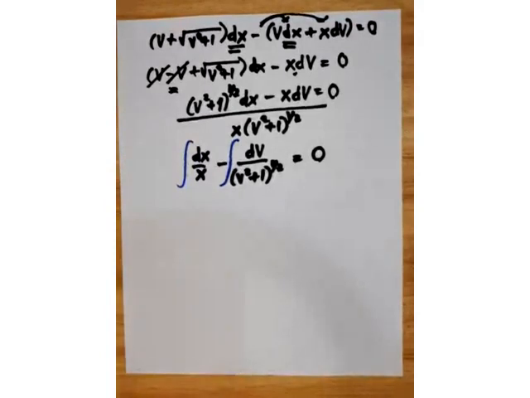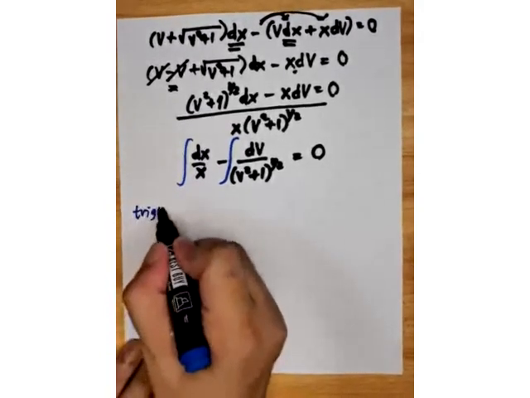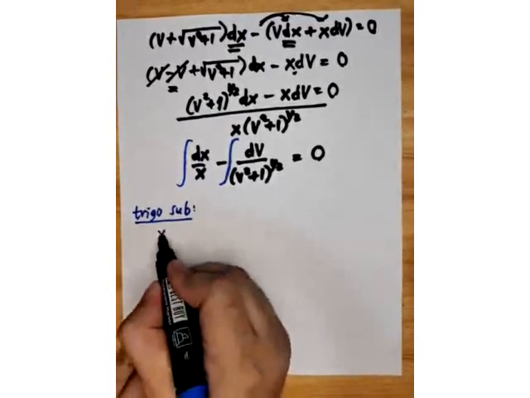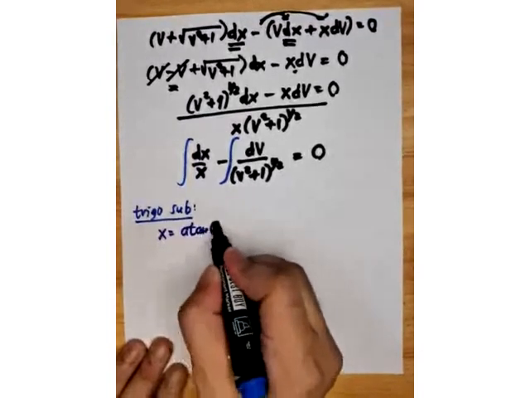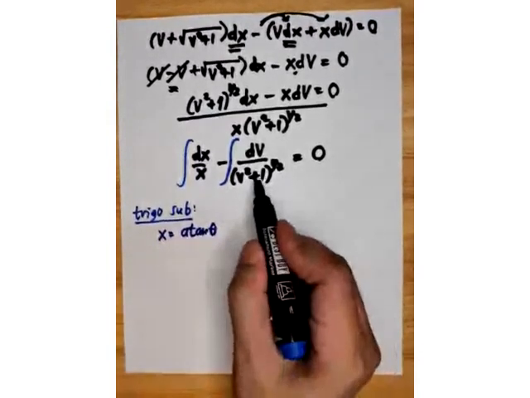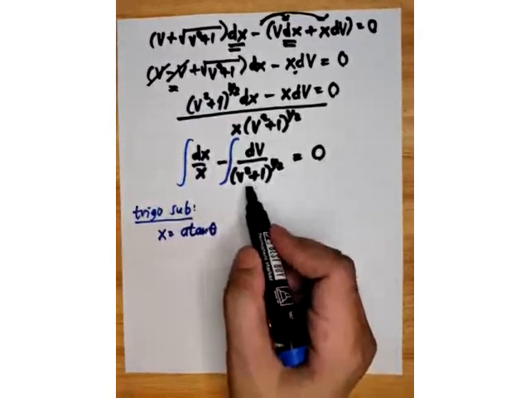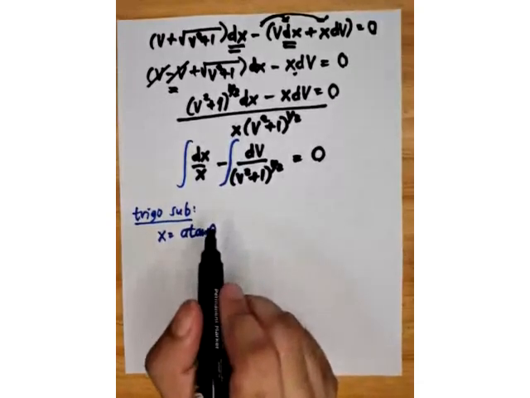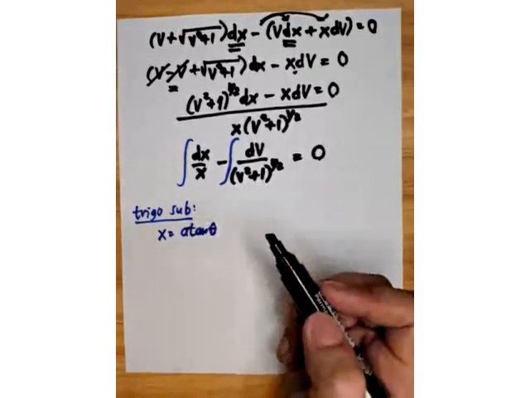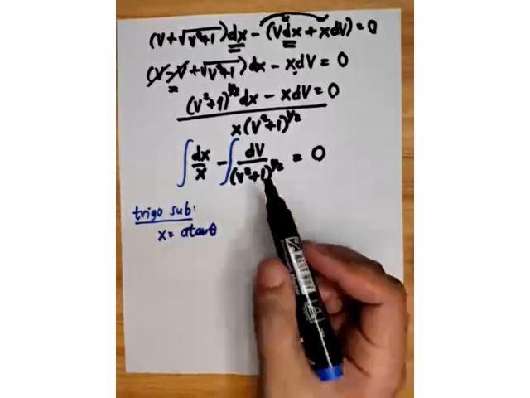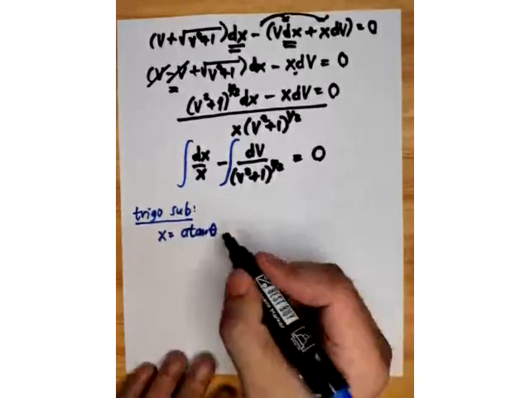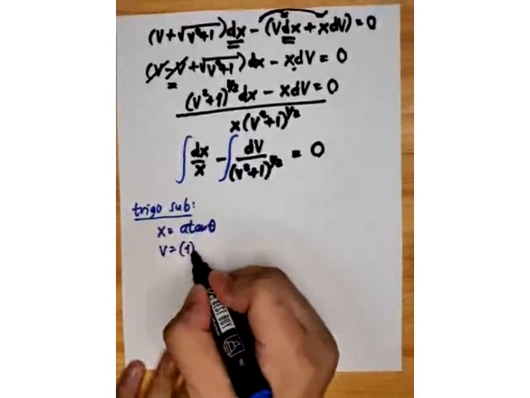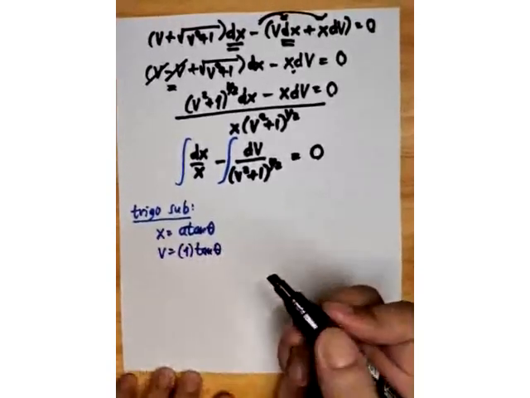Okay? Di ba sa trigo sub, meron tayong x is equal to a tangent theta. I chose tangent theta because that's positive. Pag negative yan, we'll be using secant. Pag baliktad, yung negative yung v squared, we'll be using sine. But since positive yan, we'll be using tangent. So ano yung x natin? That will be v. At ang a natin is 1. And we'll have tangent theta.